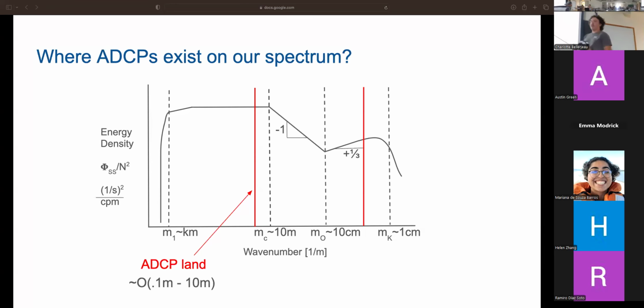So one important note is that it is actually incredibly difficult to measure turbulence directly with an ADCP, because it's not really at a scale that is convenient, I would say, to measure turbulence directly.